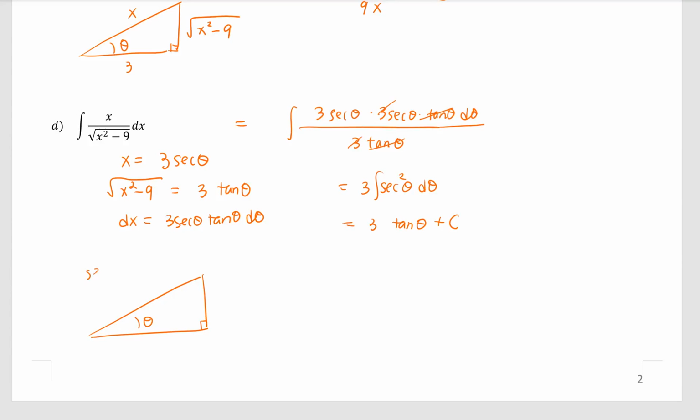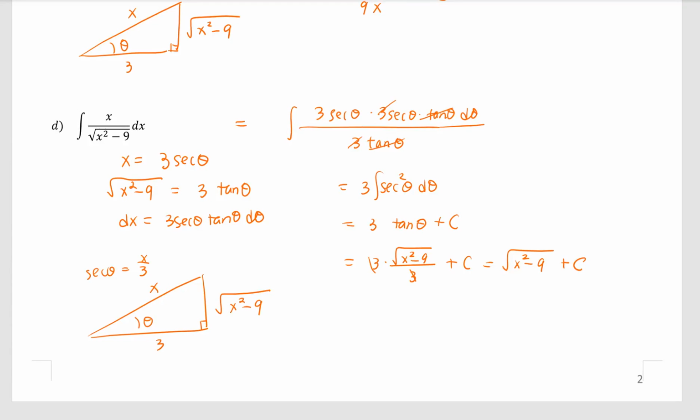Right, everybody? So we're ready to draw the triangle. Set up: secant theta is x over 3. Secant is 1 over cosine, and cosine is adjacent over hypotenuse. So here, hypotenuse over adjacent. Pythagorean theorem. And what's tangent? Opposite over adjacent. So it's the square root of x squared minus 9, plus C.